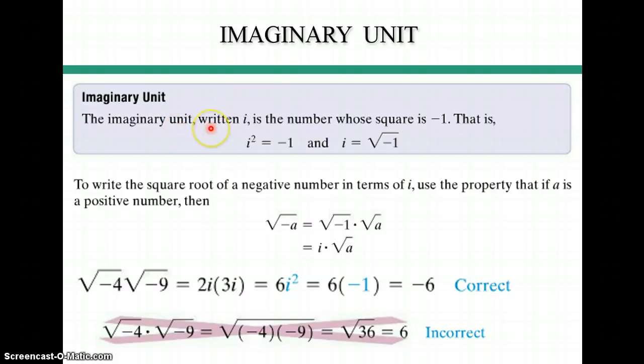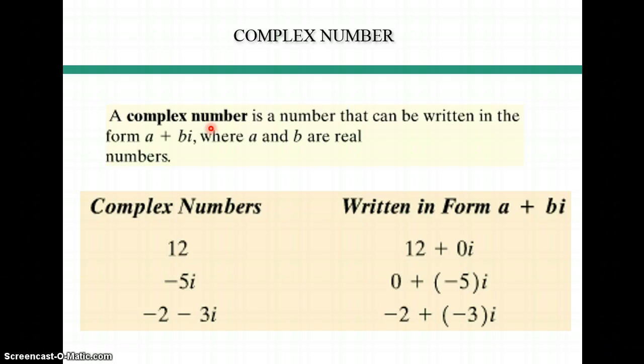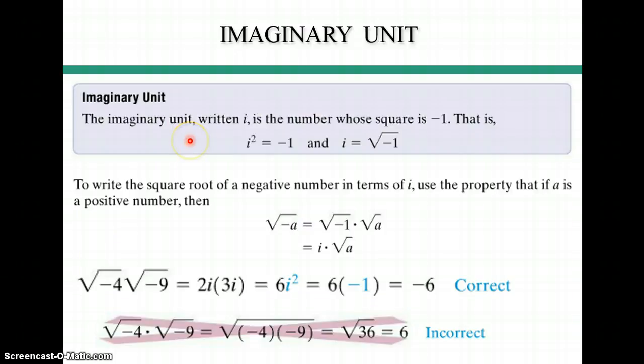Imaginary unit. In the complex number a plus bi, i is the imaginary unit. So i squared equals minus 1, and i equals the square root of minus 1.